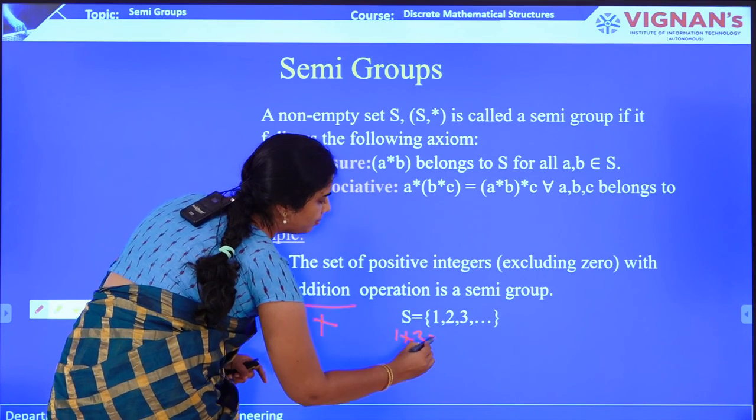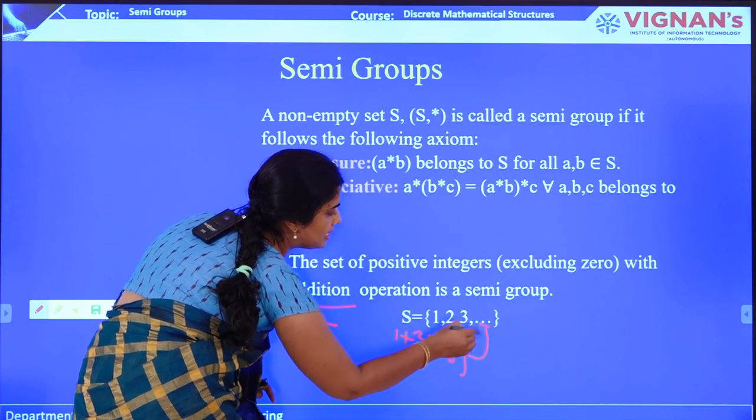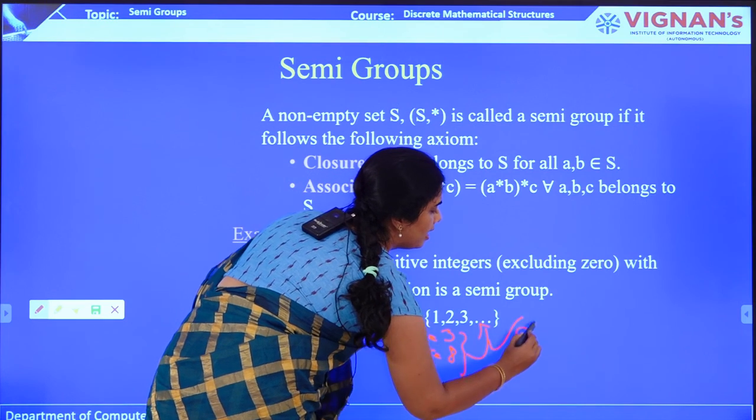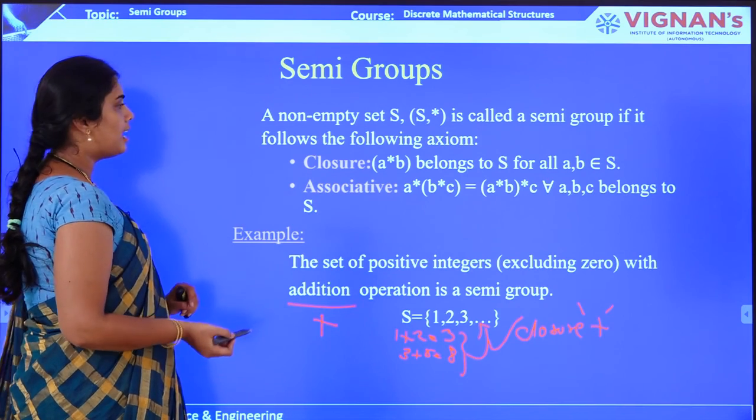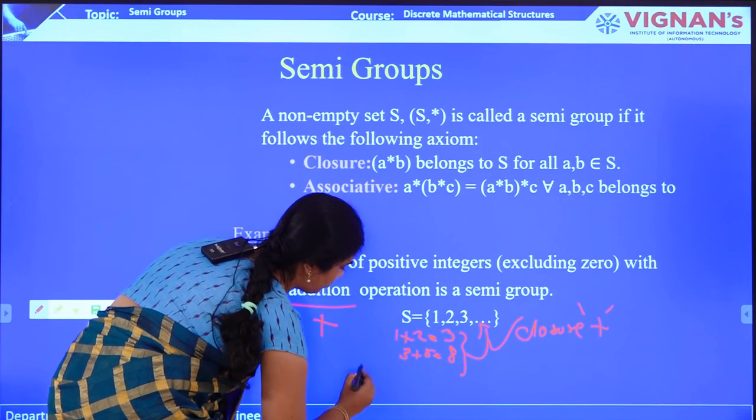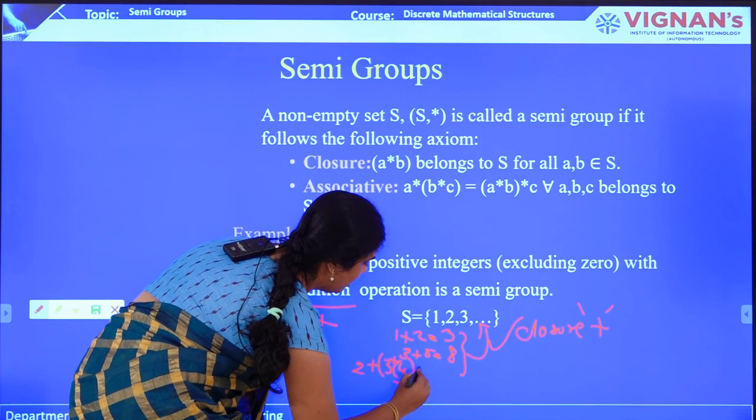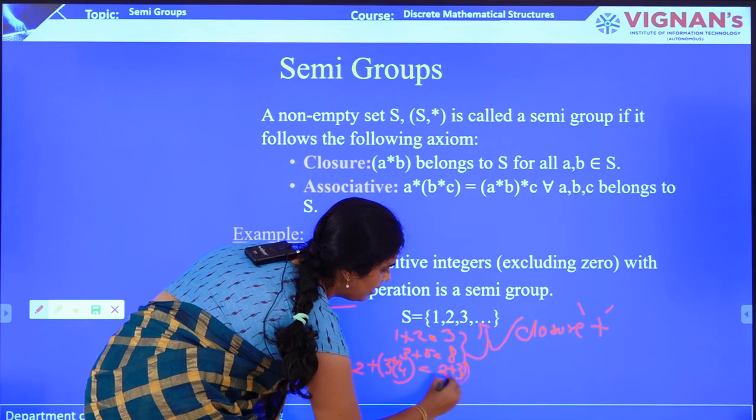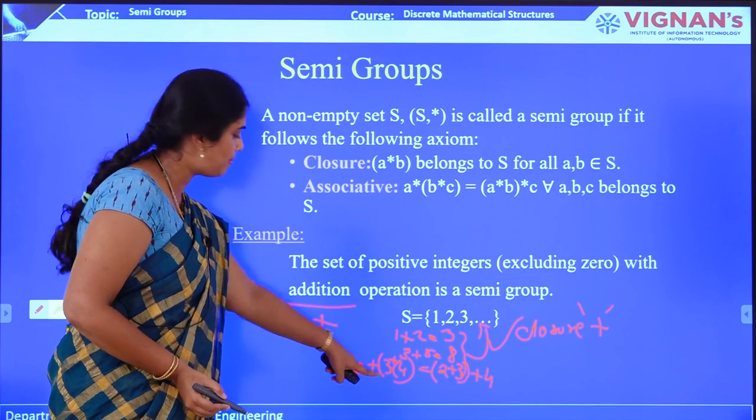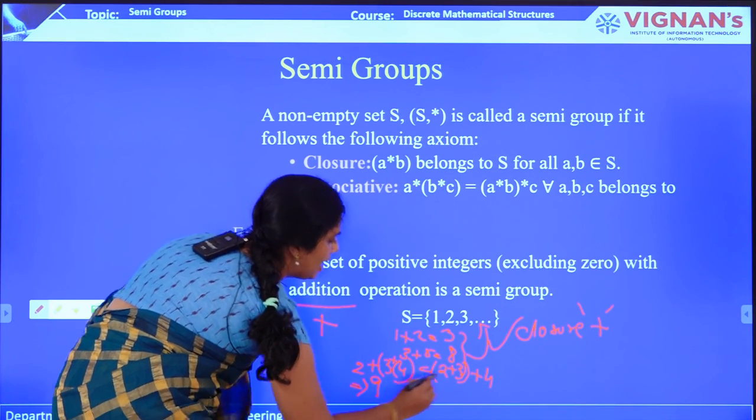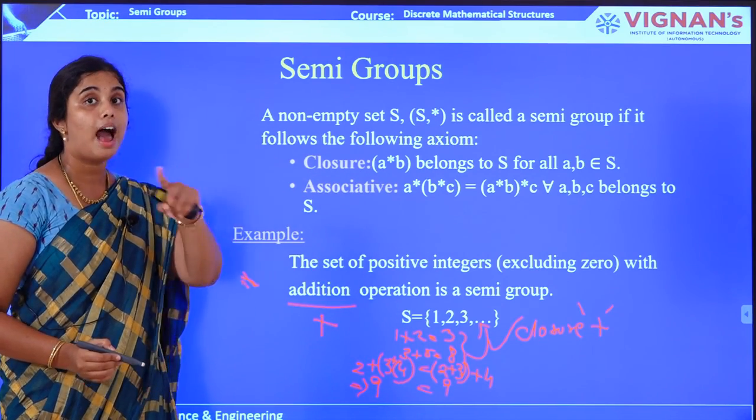1 plus 1, what are you getting? 2. 3 plus 5, what are you getting? 8. All these elements are present inside the set itself. So, it is obeying the closure under addition. Okay? And what about the associative? In this given set, if you do (2 plus 3) plus 4 and you will be doing 2 plus (3 plus 4), here you have interchanged the braces. Are you getting the same result if you interchange the braces? Yes. Here also you will be getting 9 and here also you will be getting 9. So, LHS is equal to RHS. So, it is obeying the associative rule.